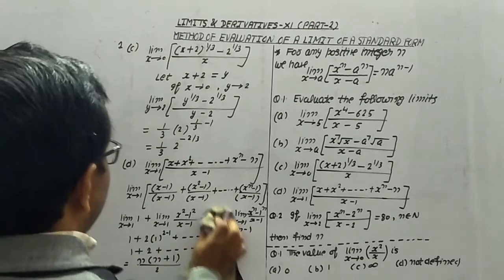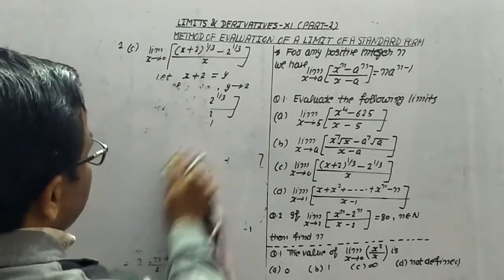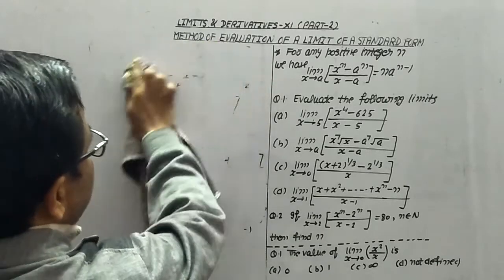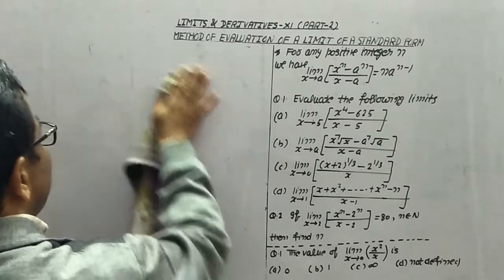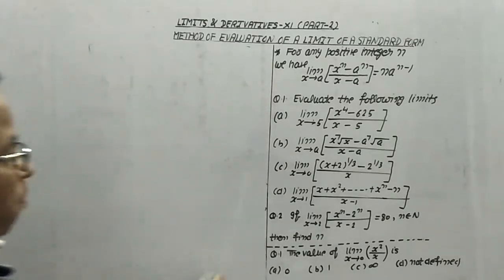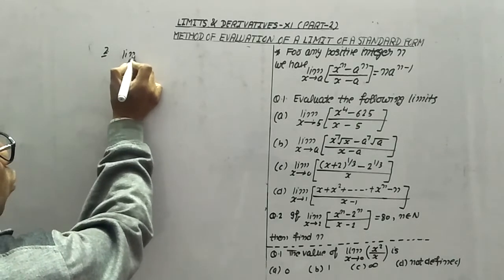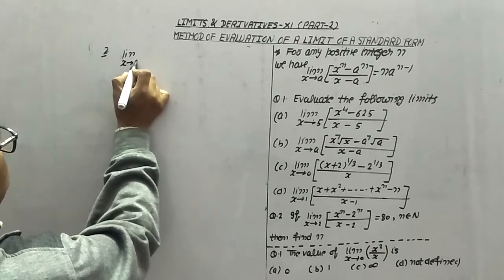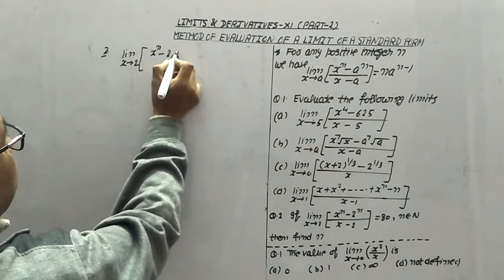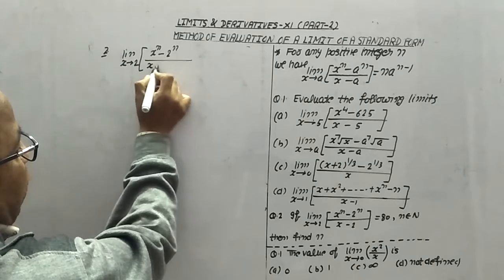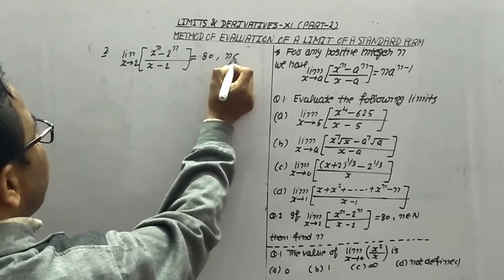Now let's start the solution of question number 2. In question number 2, they are asking: if the limit as x tends to 2 of (x^n - 2^n)/(x - 2) is equal to 80, where n belongs to the natural numbers, then we have to find the value of n.